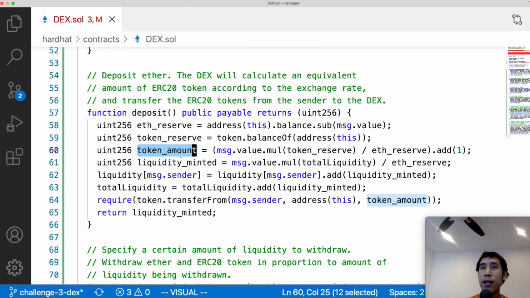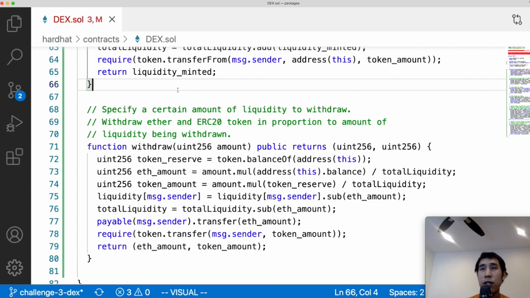Once the DEX has calculated the appropriate number of tokens, then the DEX will transfer those ERC20 tokens from the depositor into the DEX. This function also updates the total liquidity to keep track of how much liquidity was added by that user. In Uniswap, the depositor would receive some number of liquidity tokens in exchange for their deposit. However, in our simplified deposit method, we're simply going to return the amount of liquidity that was minted.